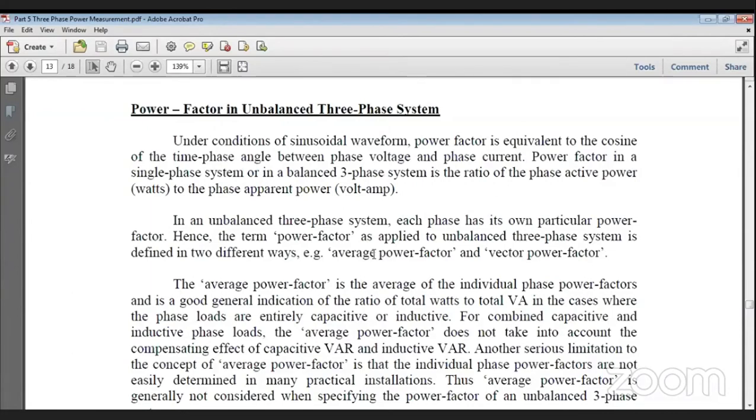So I give an example. Say my power factor is 0.5, very low power factor, but A phase is inductive 0.5, C phase is capacitive 0.5, and B phase is resistive. So what happens? The reactive power, if it is 100 kilowatt, it is plus. Then C phase is capacitive, it becomes 100 kilowatt, but minus. B phase is resistive, 0. Then total reactive power is 0.